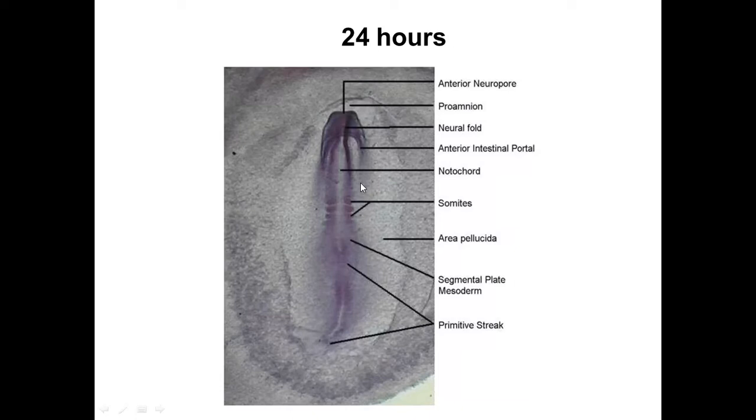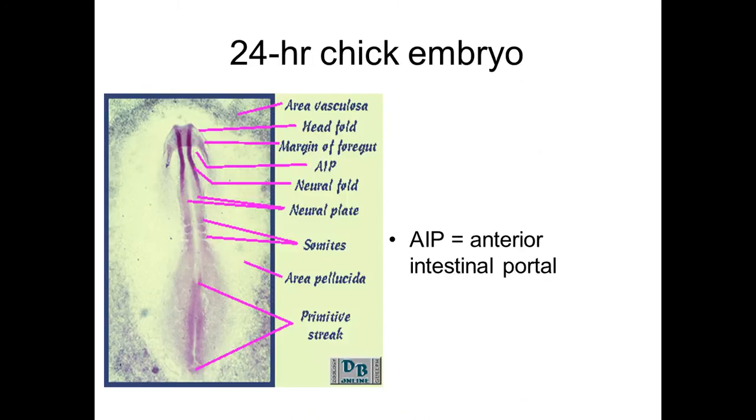Now, let's see. Alright, so this is another view of the 24-hour chicken embryo. Here we are seeing a structure identified as the anterior intestinal portal. The anterior intestinal portal is identified here as an open structure that looks like a cut finger glove. You know? So this one's the anterior intestinal portal.